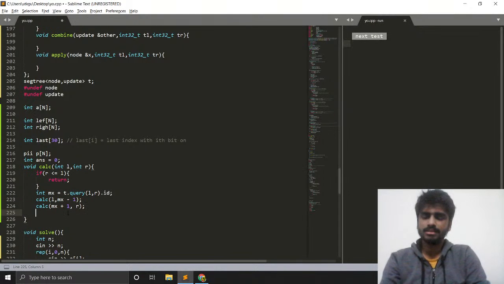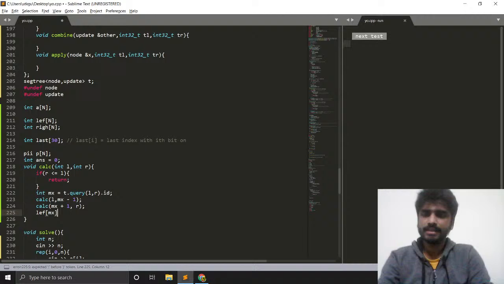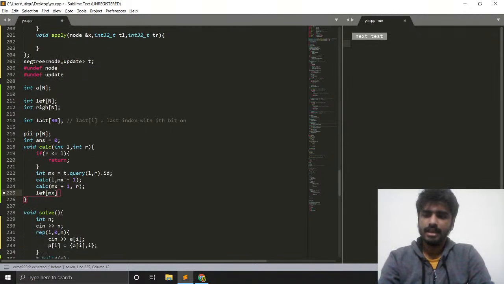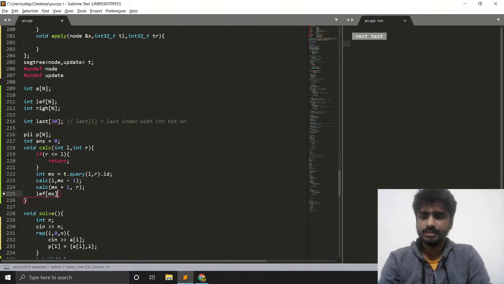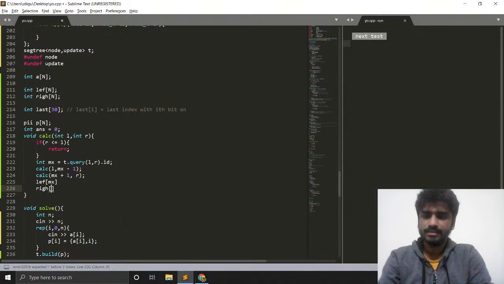Now I have to just solve the answer for this current state. So max is the maximum element, and left of max is the element just on the left that will add an extra bit to max, and right of max is the element on the immediate right of max that will add an extra bit. So I have to include these somehow.